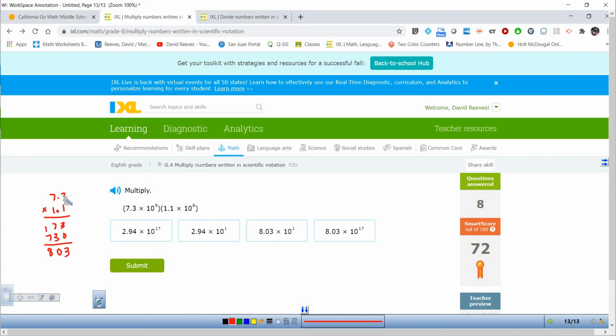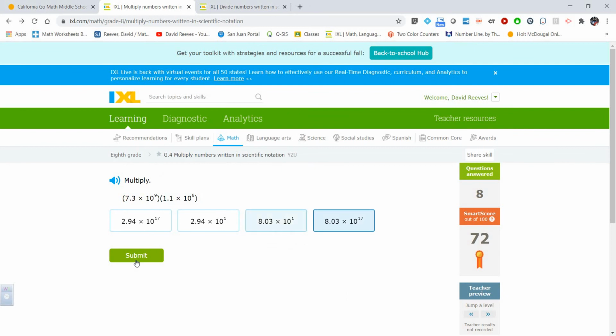How many numbers were behind the decimal place? 2. So I get 8.03, right? And then 9 plus 8 is 17. So 8.03 times 10 to the 17th power. All right, so that is all I'm going to do on multiplication. Oh, wait, no, wait, there's one more level for reals?